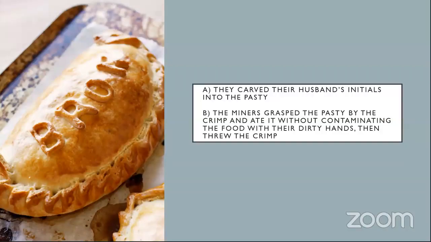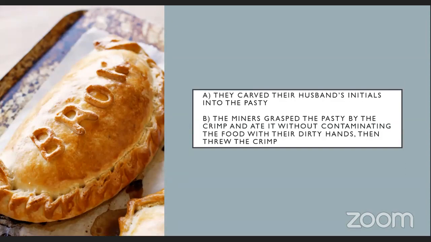So yes, they pretty much baked their husband's initials into the mold of the pastry itself, which is why in a lot of places in Cornwall today, you have these pastries with the initials being a part of the food itself. And yes, the miners could grasp the pastry by the crimp and eat it without contaminating the food with their dirty hands, which meant they could have their lunch on the go. So full 10 points to team 5 for that, and 5 points to team 3 for getting the second part.